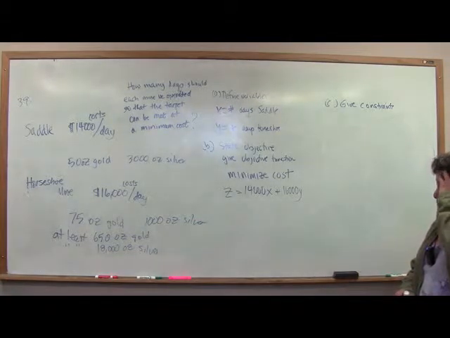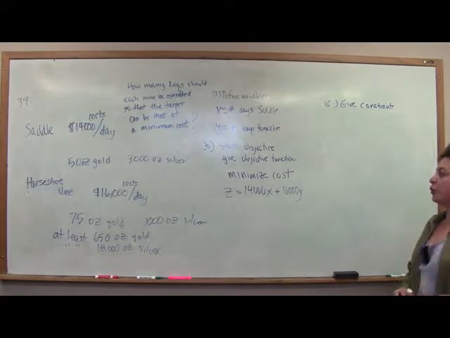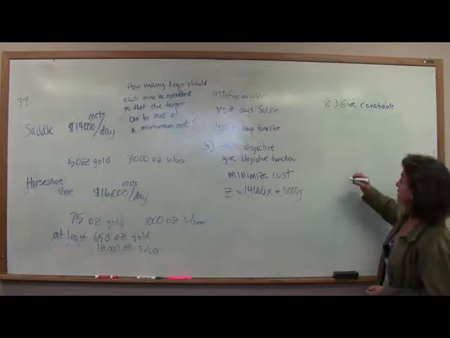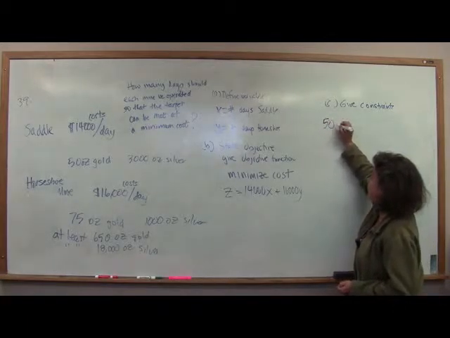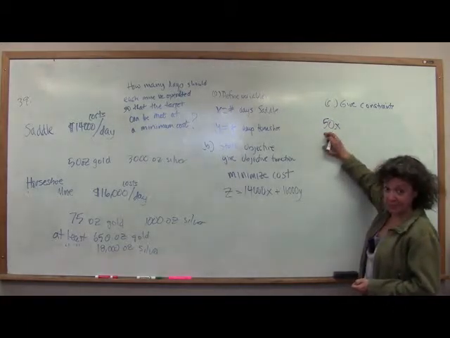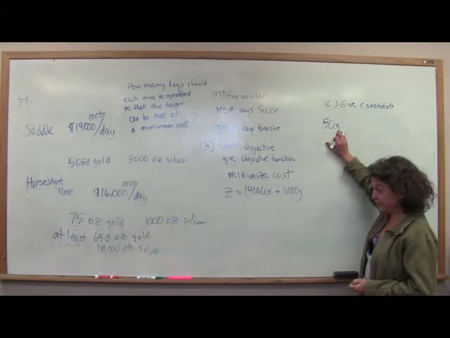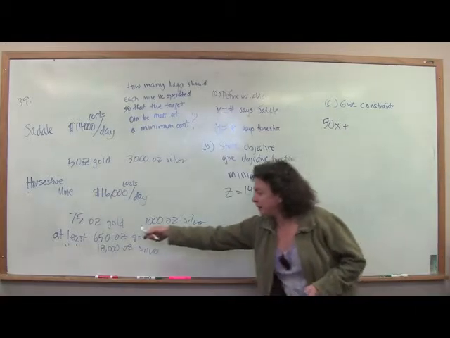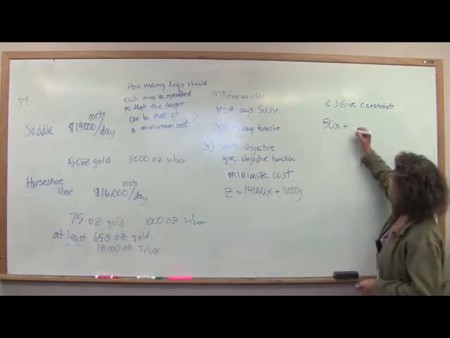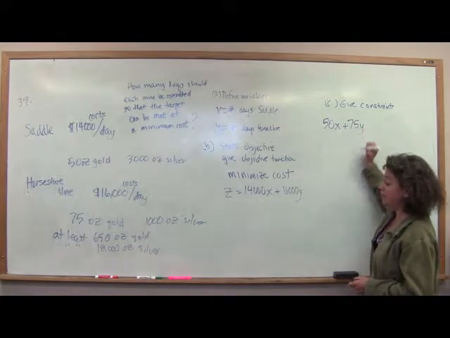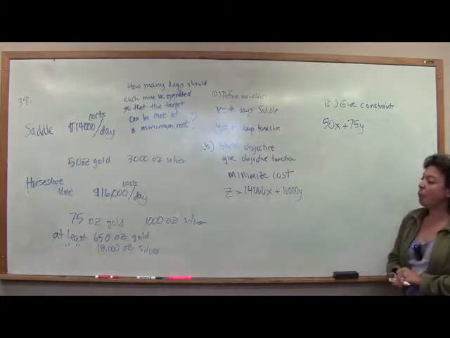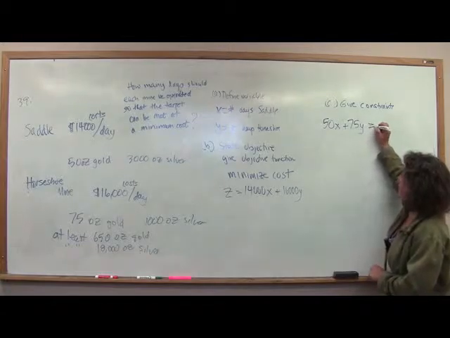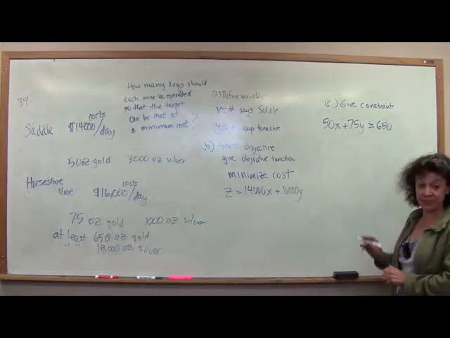So, let's talk about this. How much gold do I get per day? Well, I get 50 ounces of gold per day from my saddle mine, so isn't that 50x? 50 ounces per day times the number of days. And how much gold do I get from my horseshoe mine? 75 ounces, so plus 75y. Now, I want at least 650 ounces, so doesn't that have to be greater than or equal to 650?